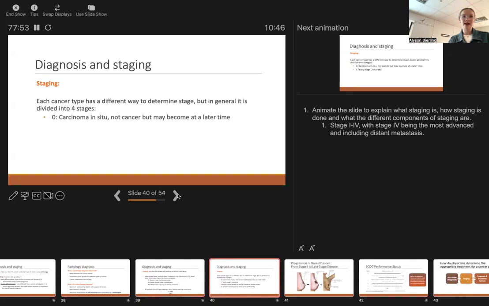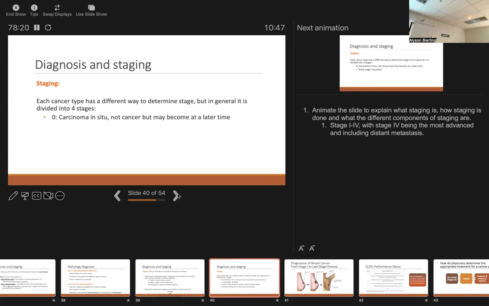And so again, each cancer type has a different way to determine stage, but in general, there are 4 different stages of cancer. Stage 0 cancer, we call this carcinoma in situ. So this is not cancer, but it might become cancer at a later time. This is why early detection is important.